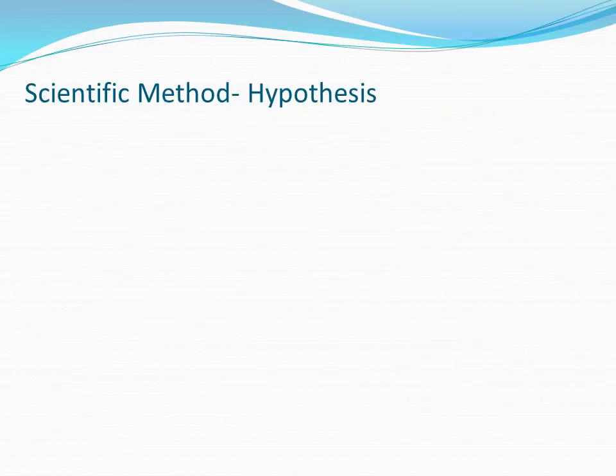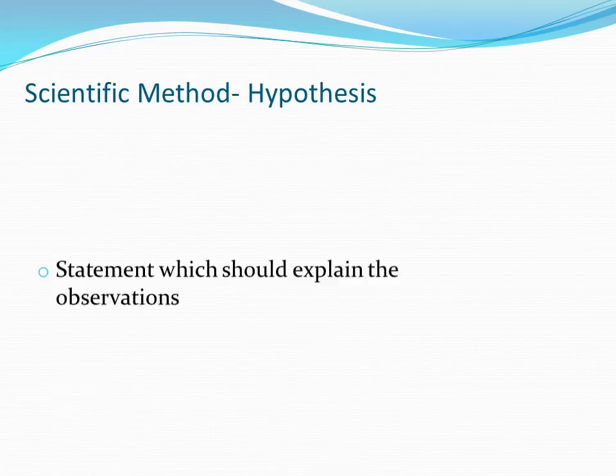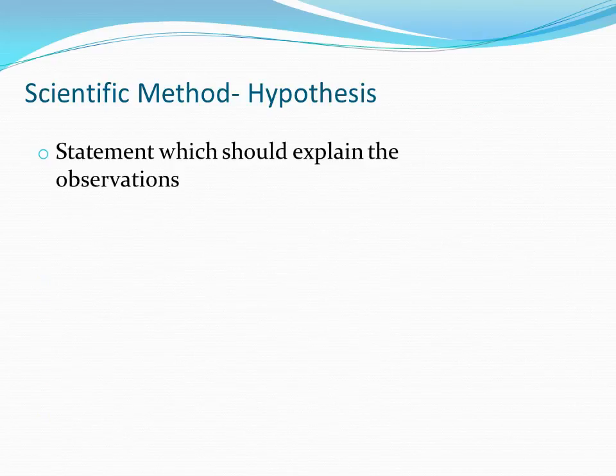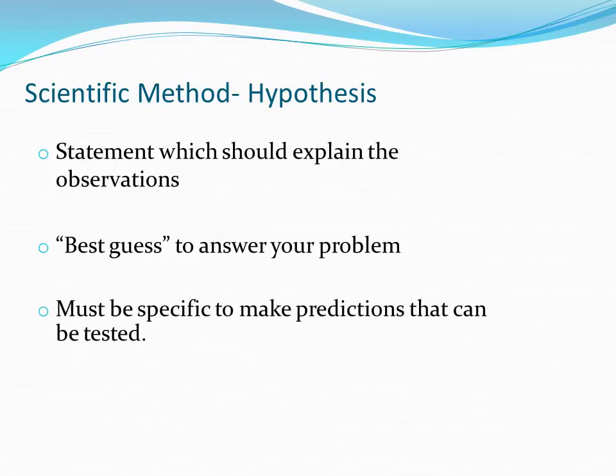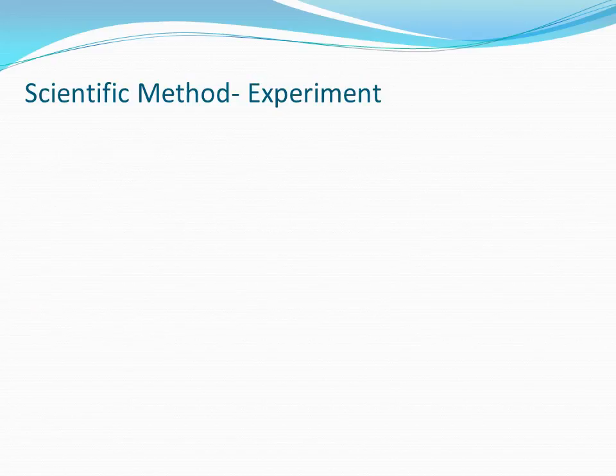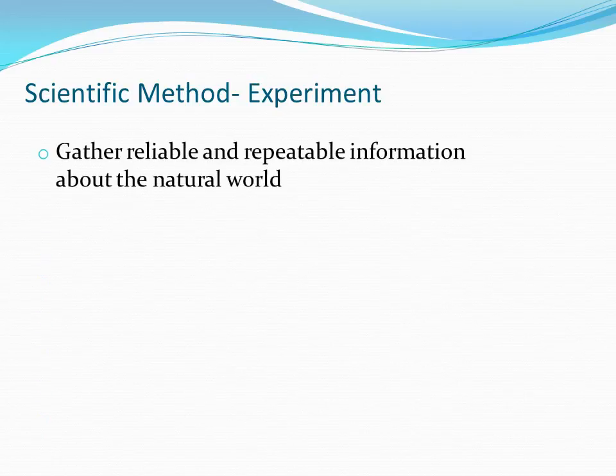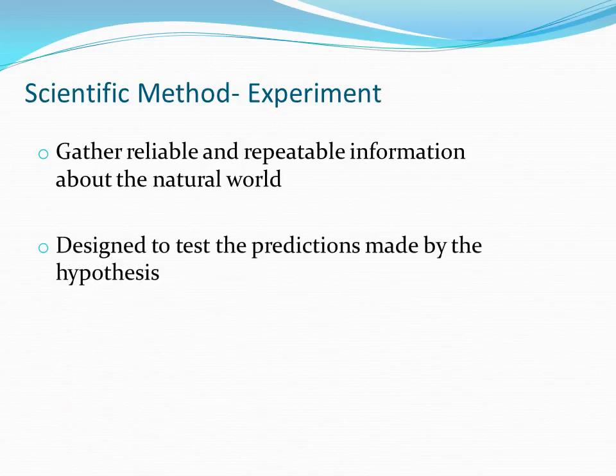The next step is the hypothesis step, and this is really looking at statements, if-then statements, that really give you the best guess to the answer of your problem. These are really predictions of what you want to test in your experimental design. And the experimental design really looks at the third part, which is gathering reliable and repeatable information about what's going to happen based on your hypothesis.